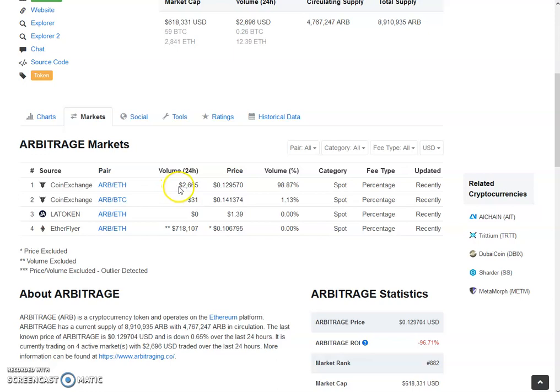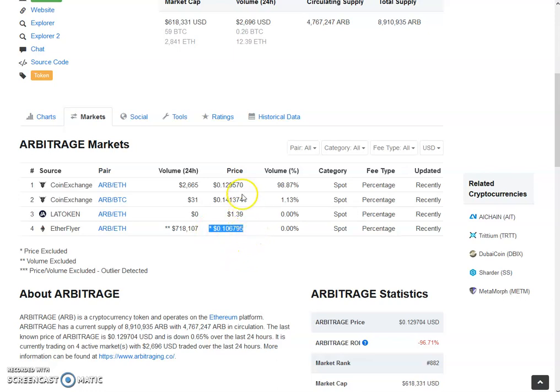Coinexchange.io ARB Ethereum pair has got $2,665 with the rate of 12.9 cents. Coinexchange.io ARB BTC pair has got $31 only with the rate of 14.1 cents. And Etherflare ARB Ethereum pair has got $718,107 with the rate of 10.6 cents. All three of them are still higher than the internal exchange rate. This one is the lowest, but still half a cent above the internal exchange rate.